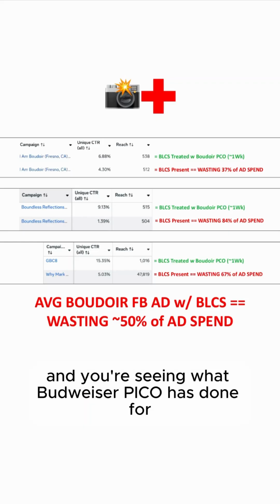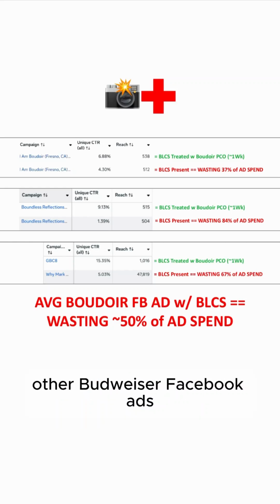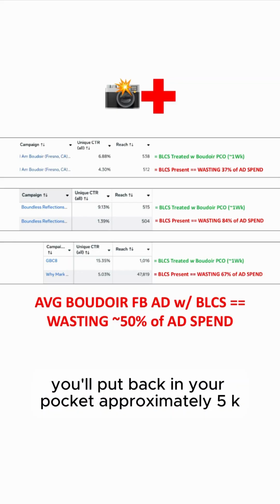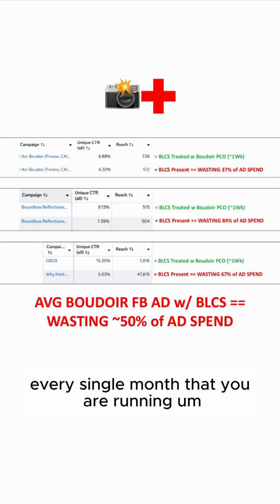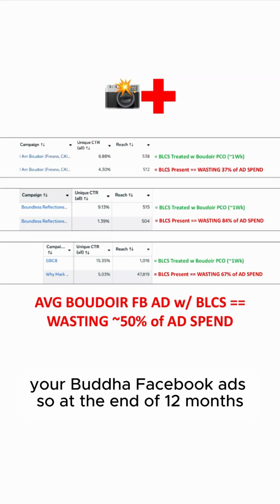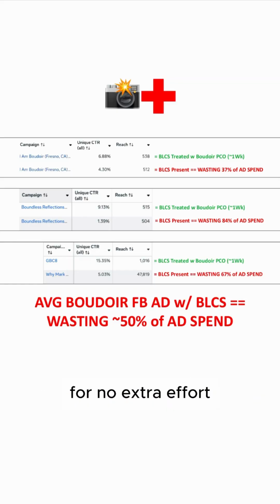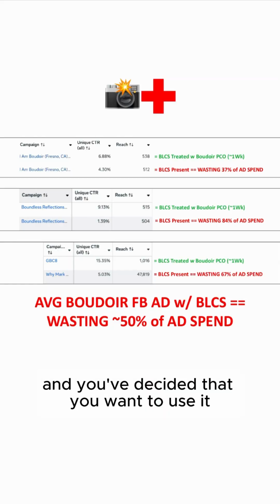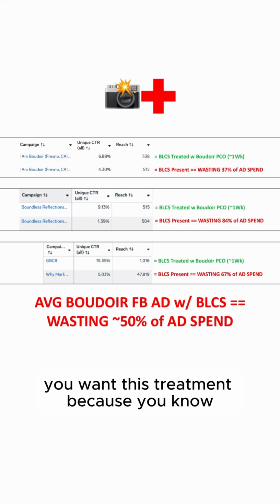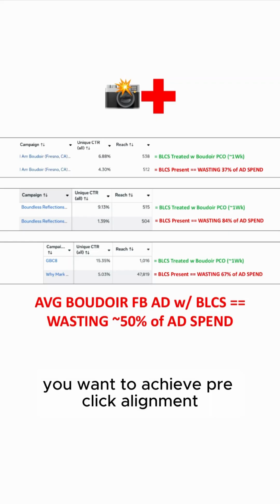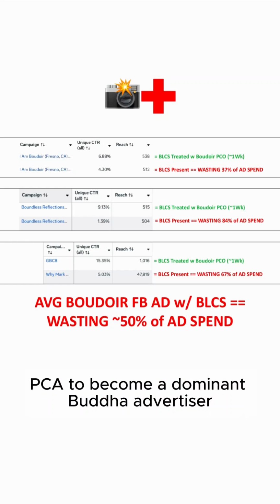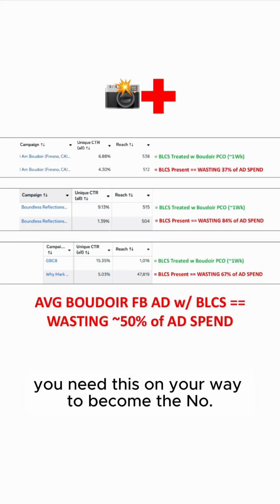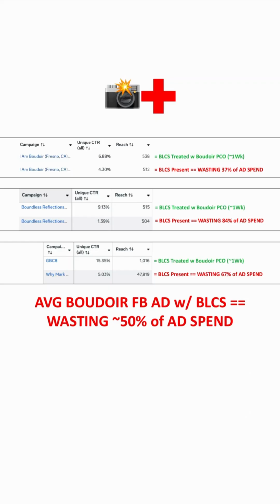Guaranteed savings, guaranteed ROI, and still get our ad into the same number of women's brains at less cost, less spend. And you're seeing what Boudoir Pico has done for other Boudoir Facebook ads, and you're seeing that it could probably put back in your pocket approximately 5K every single month that you are running your Boudoir Facebook ads. So at the end of 12 months, it'll be approximately 60K back in your pocket for no extra effort. So you're liking how Boudoir Pico is sounding, and you've decided that you want this treatment, because you want to achieve pre-click alignment, PCA, to become a dominant Boudoir advertiser, to achieve Boudoir brain entry boost, because you need this on your way to become the number one boudoir photographer in your city.